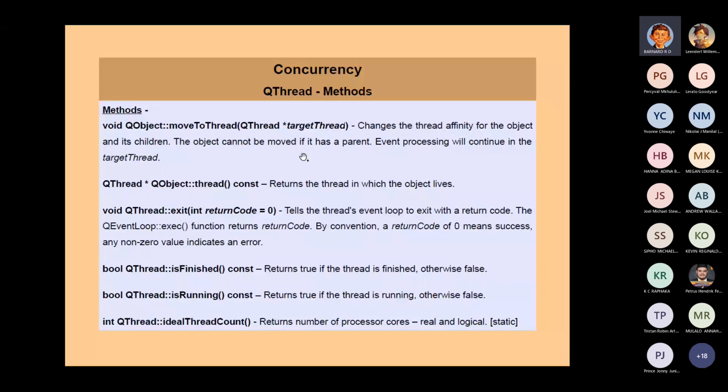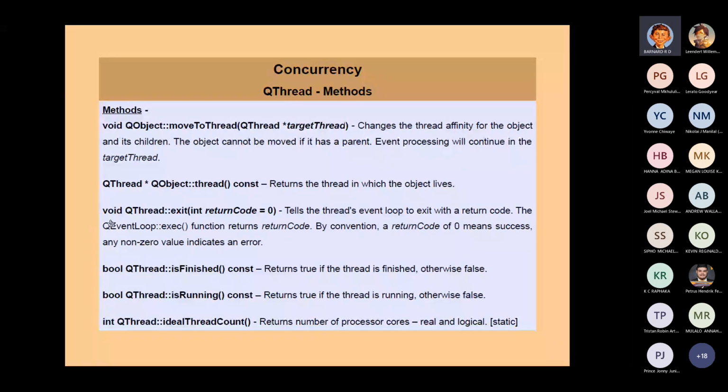So you can move an object to a different thread, and its processing will then continue in the new thread. So you start an object in one thread, then you use this moveToThread method to move it into another thread. And that is basically how you implement multi-threading. Okay, then it has a thread method which returns the thread in which the object lives. Okay, you don't use that one very often.